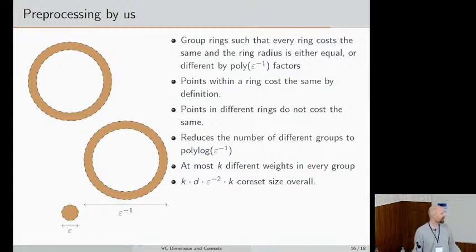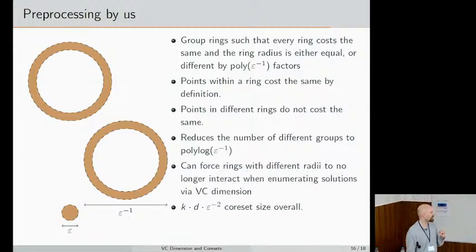And you still have k different weights in every group, but now something interesting happens, namely that you can force rings where the radii are different to no longer interact. Basically, if I'm placing centers close to this guy, trying to break or induce many dichotomies for this, these cannot be relevant for those points, without blowing up the cost significantly. Because this here operates in a very different cost regime, so I have to place centers further apart. And if I'm placing all these centers further apart, they cannot all be relevant for these points.